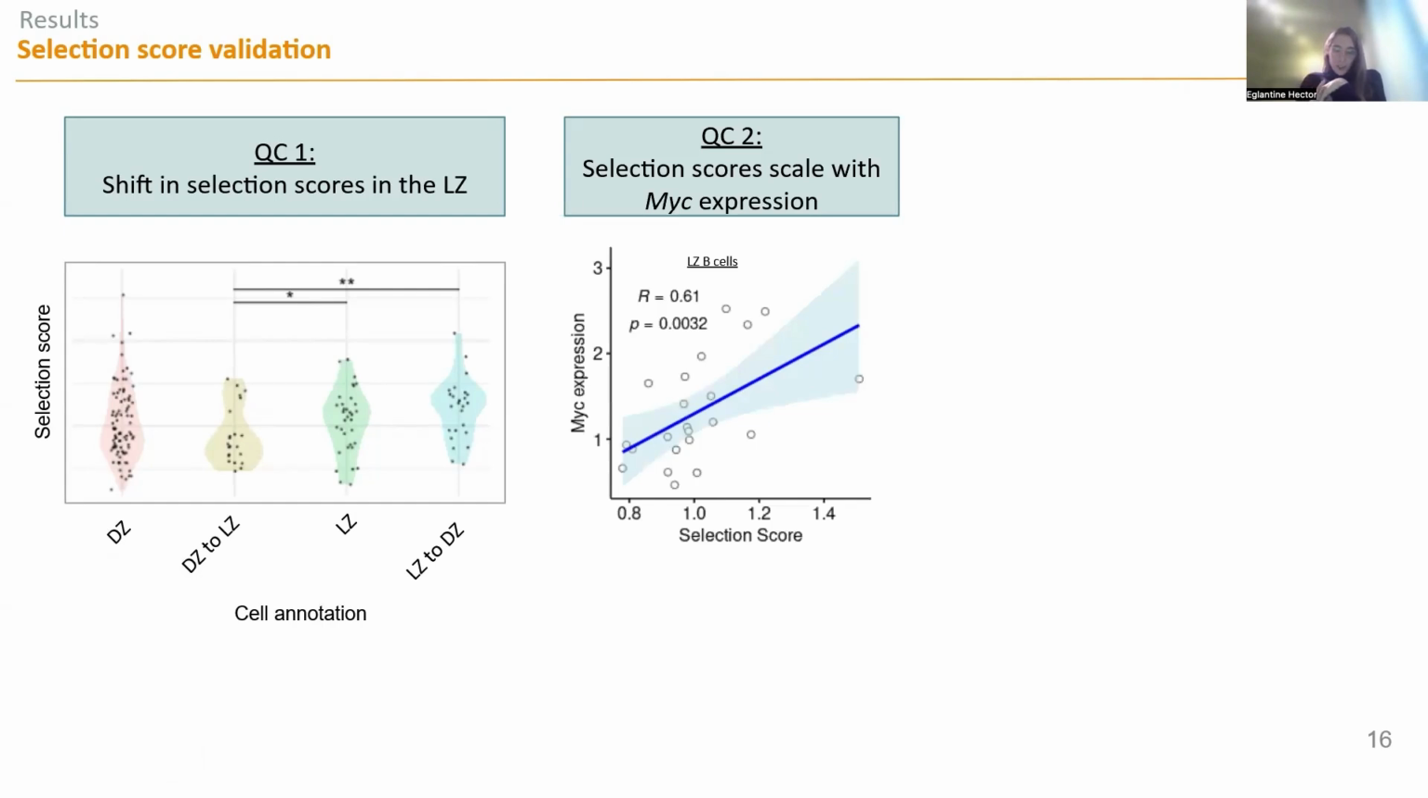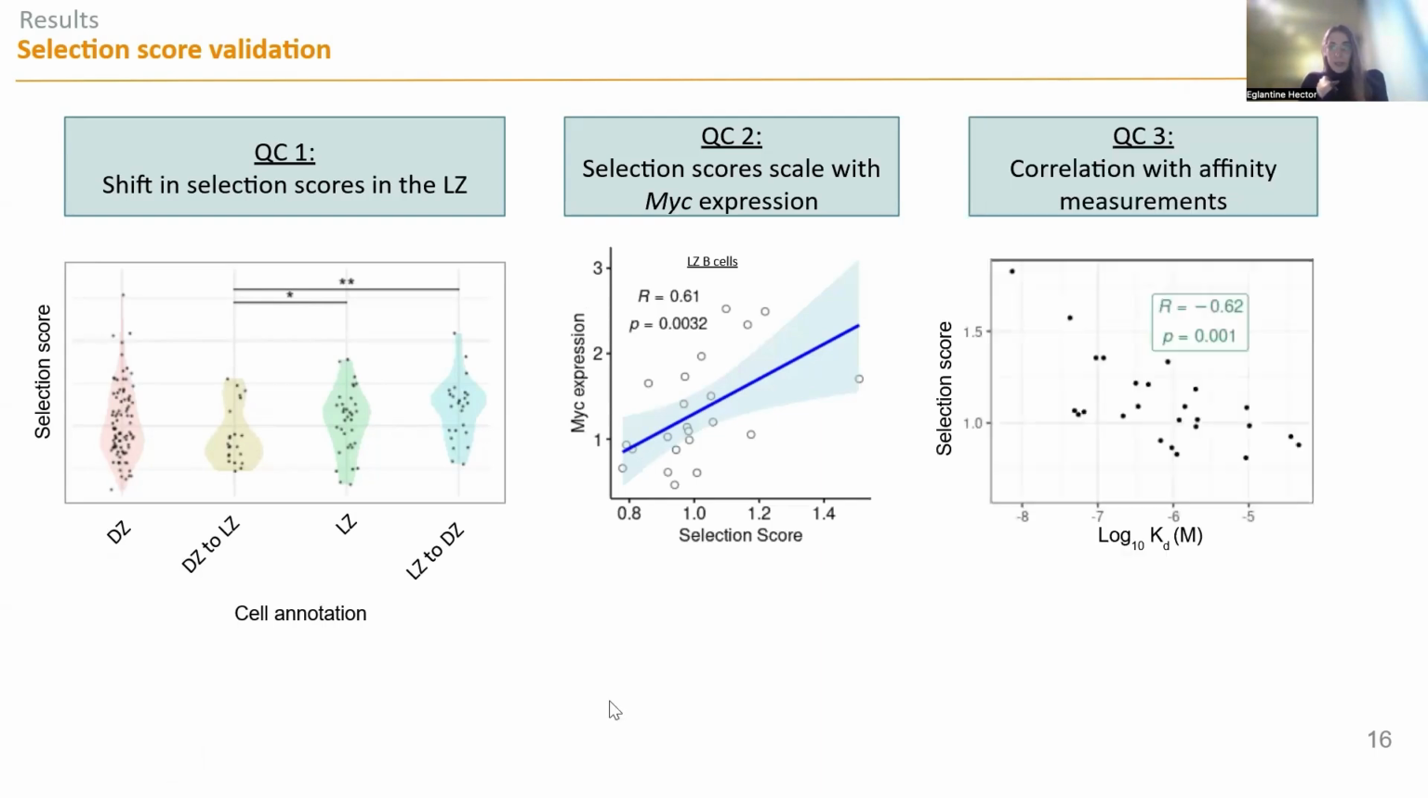Another quality control was a correlation with MYC, which is a selection marker. And we see that our selection score nicely correlates with MYC expression, which was expected as well. And finally, in one of our datasets, we had access to affinity measurements. So we wanted to know whether our selection scores were meaningful and reflected immunoglobulin affinity. So the lower the KD, the higher the affinity, and we see that indeed our selection scores nicely correlate with affinity.